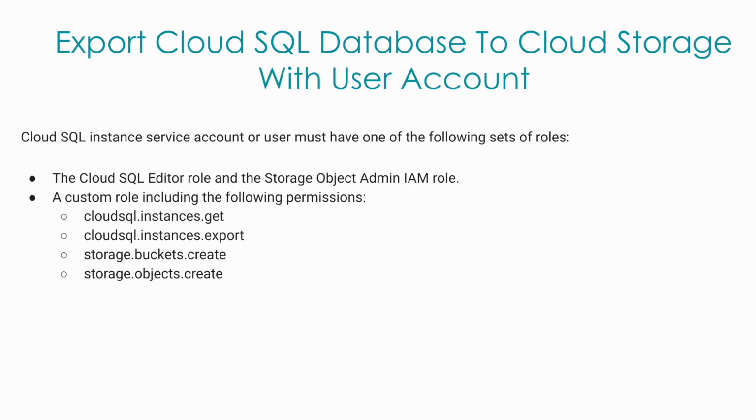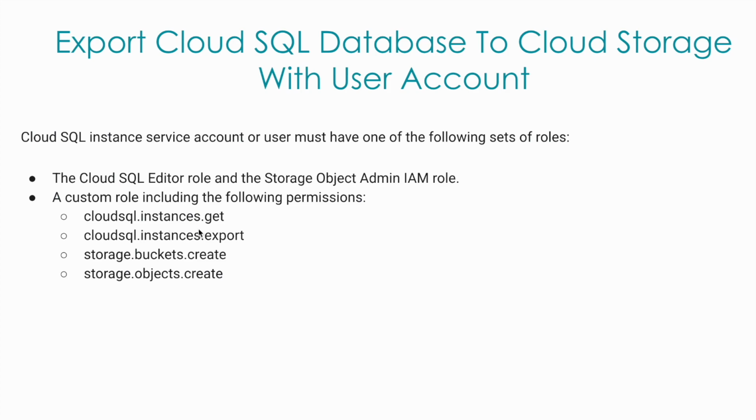Hello everyone, welcome to the second case study on how to export a Cloud SQL database to cloud storage using a user account. As discussed in the previous case study, in order to export a Cloud SQL database to cloud storage, the Cloud SQL instance service account or the user must have one of the following set of roles. That is, either a combination of Cloud SQL editor role and storage object admin role, or create a custom role which includes the following permissions, that is instances.get, instances.export, buckets.create, and objects.create, and assign these permissions to the service account or the user account as a custom role.